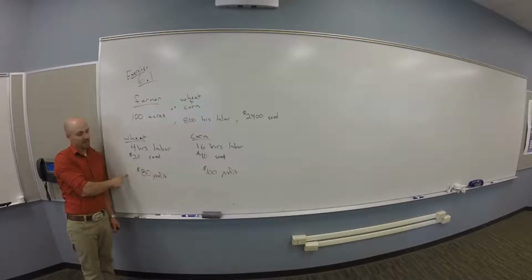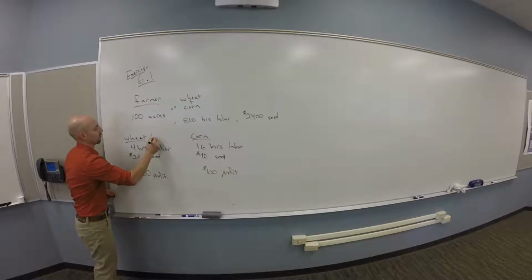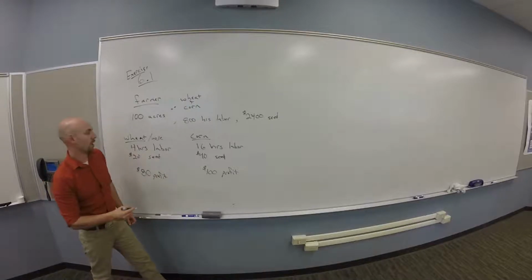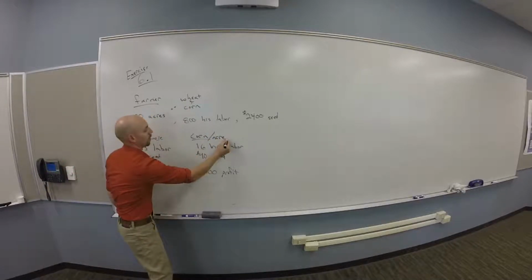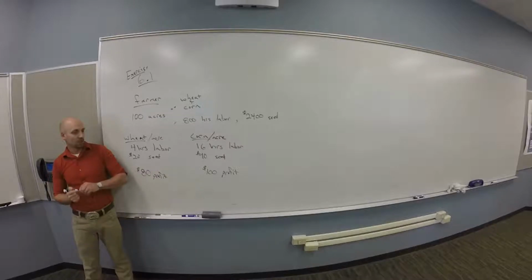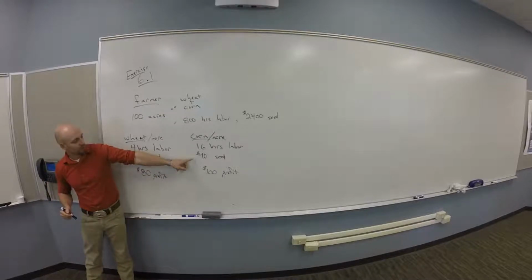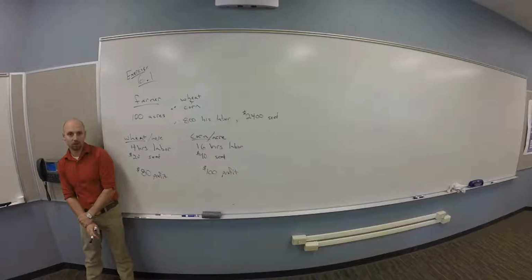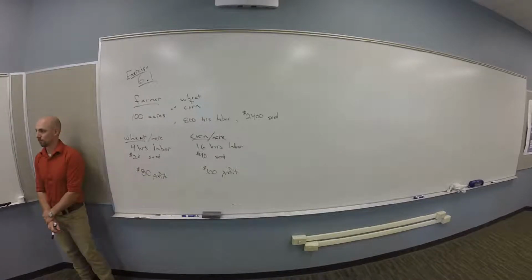And then wheat has the following properties. An acre of wheat takes 4 hours of labor to set up, $20 worth of capital to get running, and makes an $80 profit. And those are per acre? These are per acre. Corn, also listed per acre, takes 16 hours of labor, $40 worth of seeds, and provides $100 of profit.